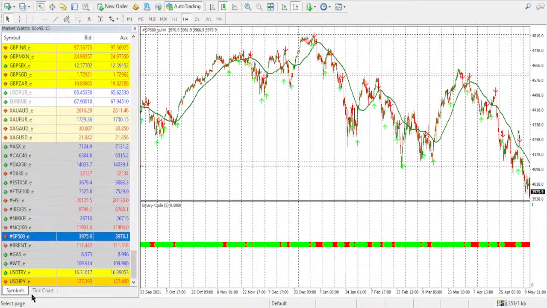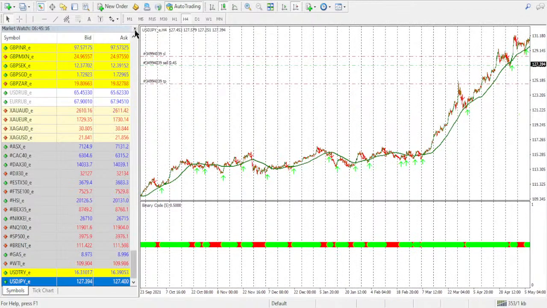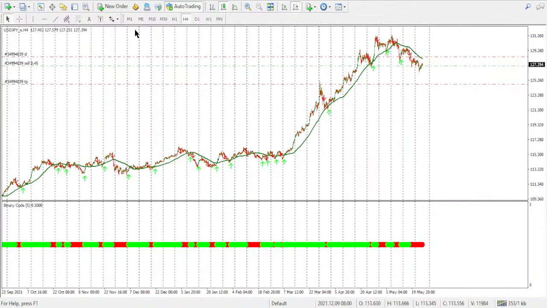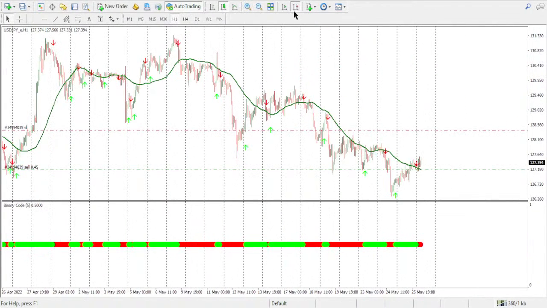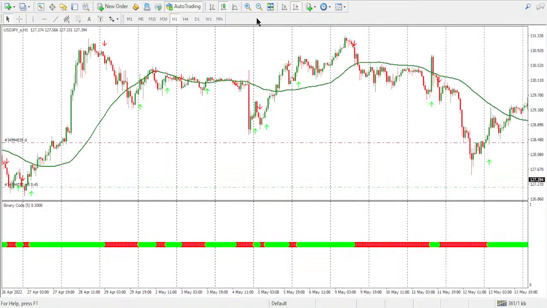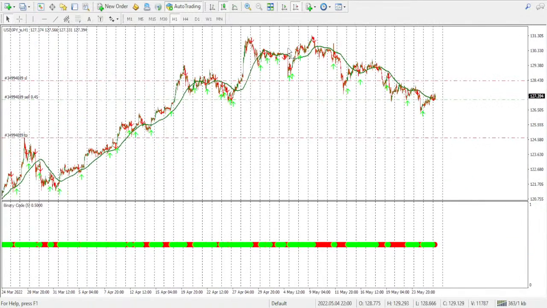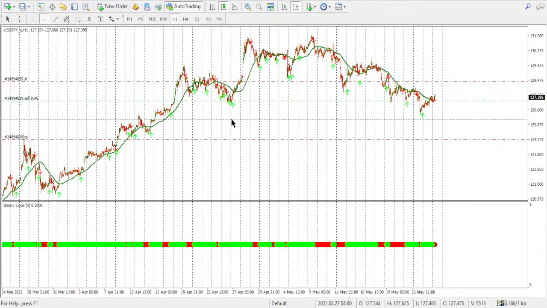So the next chart I want us to look at is the US dollar Japanese yen. This chart here, we took a sell yesterday. I'm going to explain why we took that sell. So we took this sell because we had a very good support here.